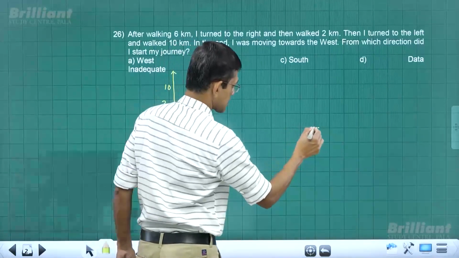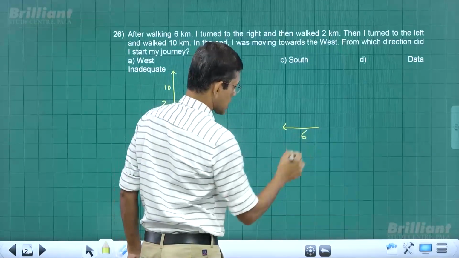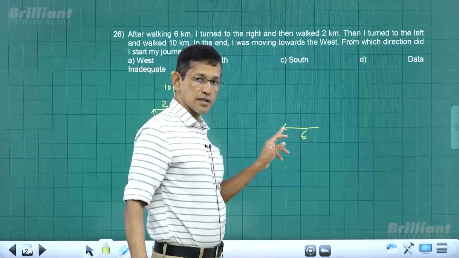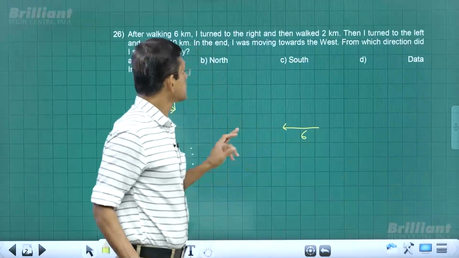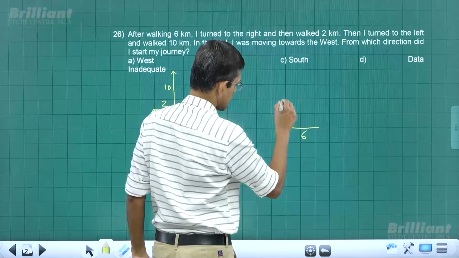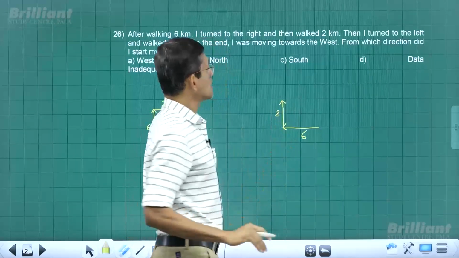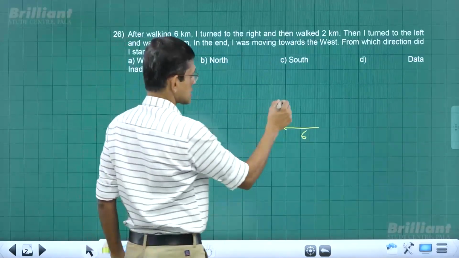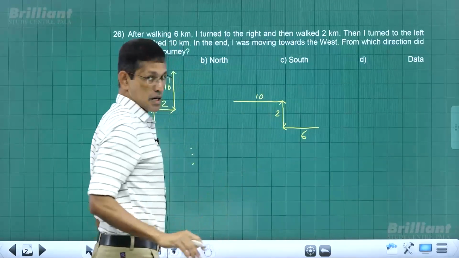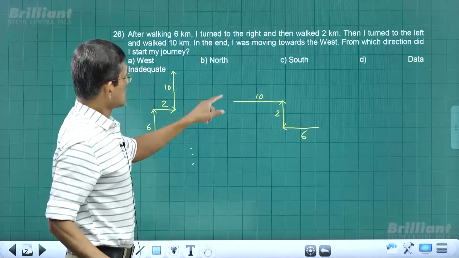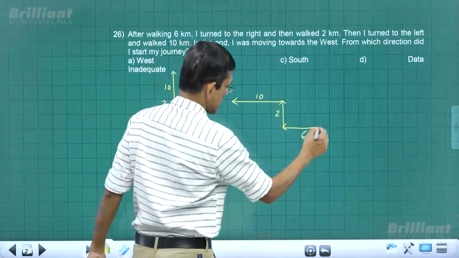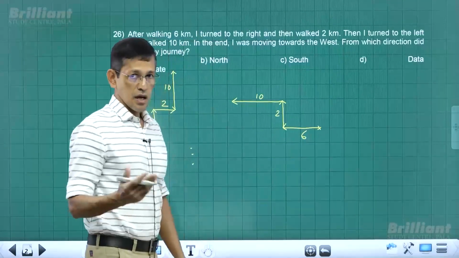This person started moving towards west first, for 6 kilometers. So after walking 6 kilometers, this person was facing west and walked in that same direction. Then I turned to the right from this point, and walked 2 kilometers. Then I turned to the left from here, in this direction, and walked 10 kilometers. Now, finally, this person is facing west. I was moving towards west.